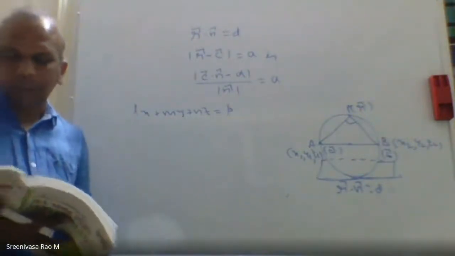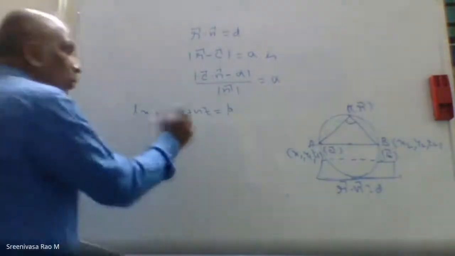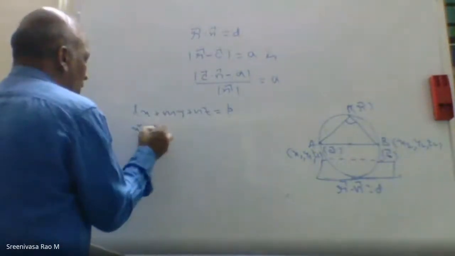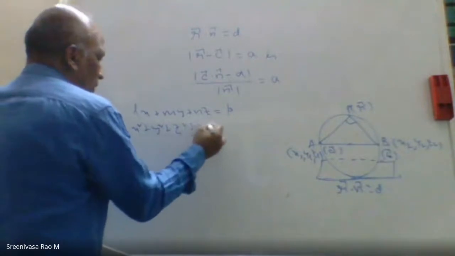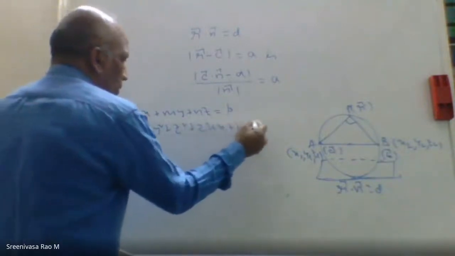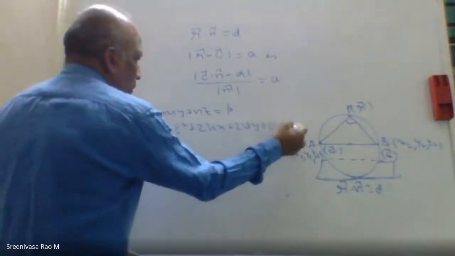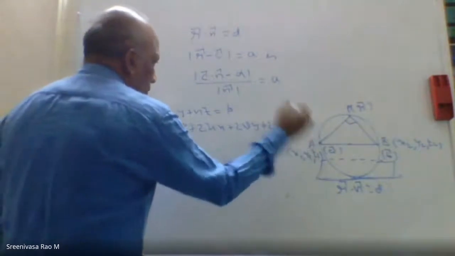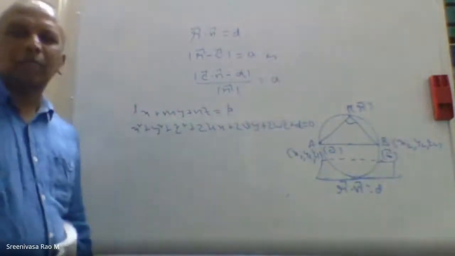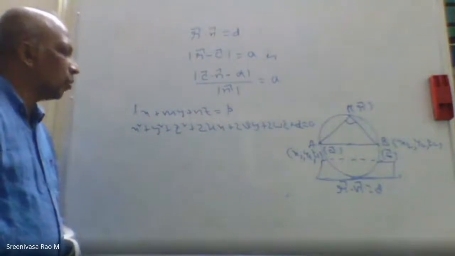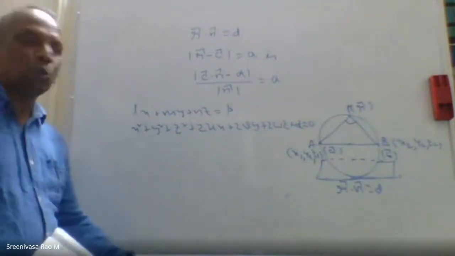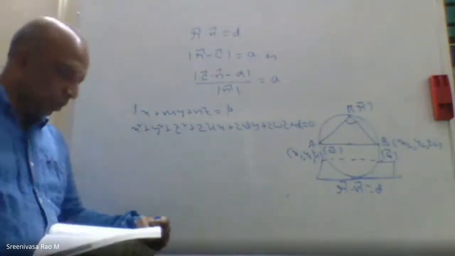To touch the sphere x square plus y square plus z square plus 2ux plus 2vy plus 2wz plus d equals 0.